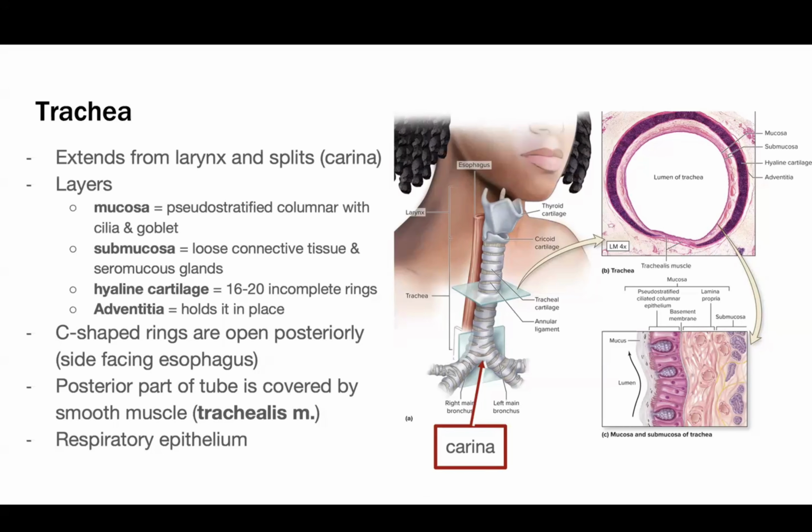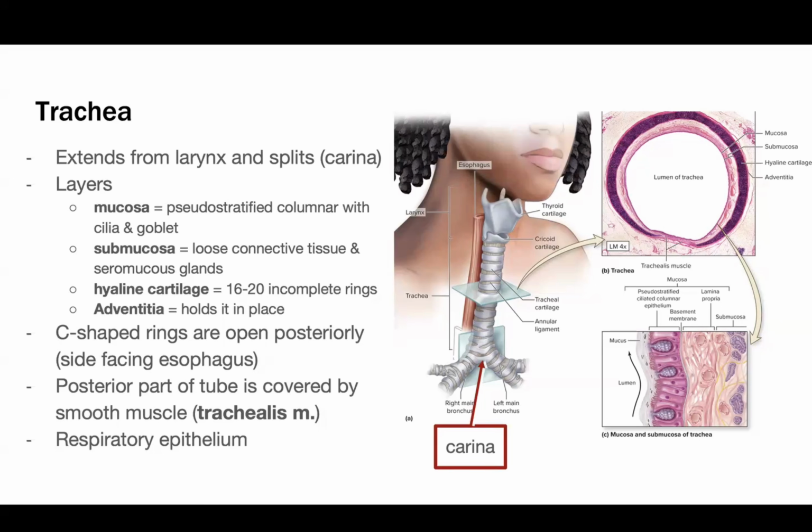The trachea gets its characteristic ribbed appearance from hyaline cartilage. You've got about 16 to 20 C-shaped rings. Now, remember, just like the thyroid, these are unfused. They're open at the back, which keeps the airway open. They're not fused posteriorly, which is the side that's facing the esophagus. This is going to allow the esophagus to expand when you swallow a large bolus of food.